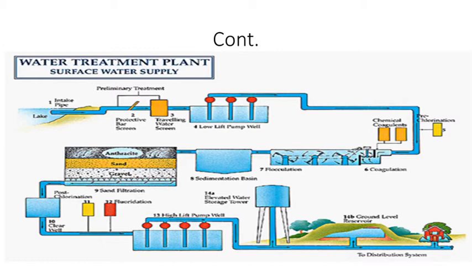Also, if you are considering the size of the sand, 0.25 to 0.35 mm is the size of the sand in the case of a slow sand filter. That means very fine size. And in the rapid sand filter, the size of the sand varies from 0.45 to 0.70 mm. That means coarser sand is used for the rapid sand filter.